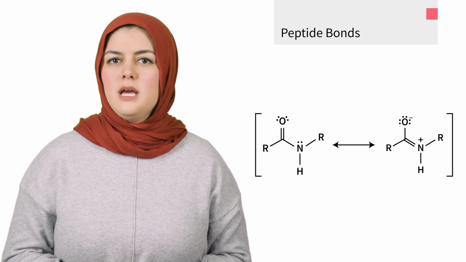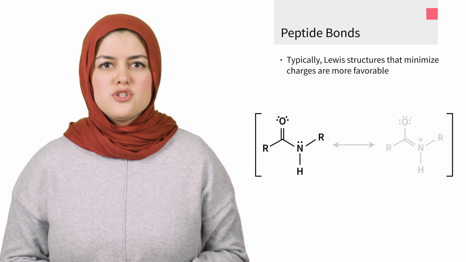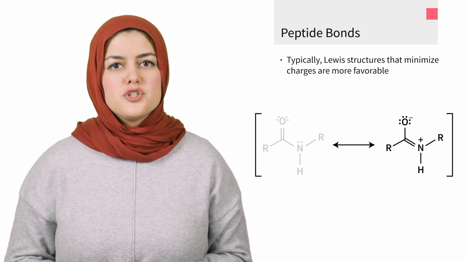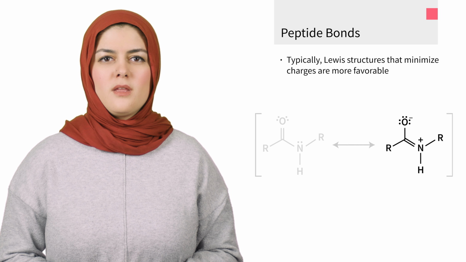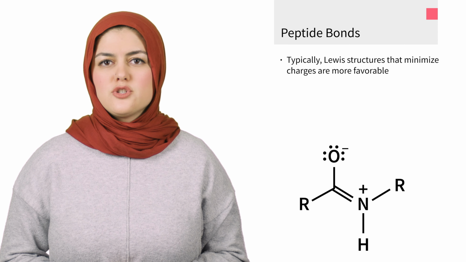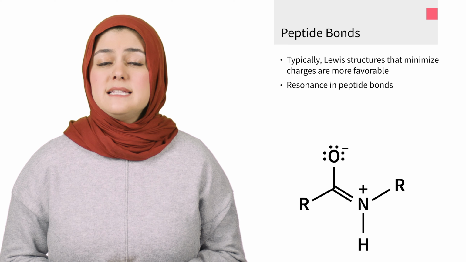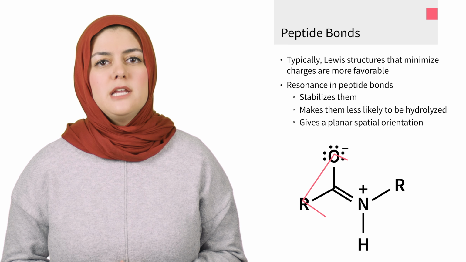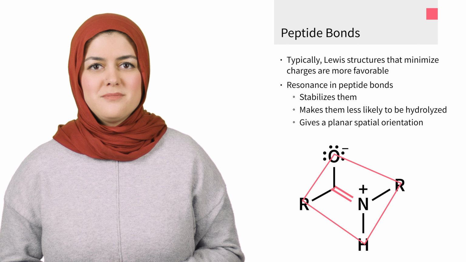All things being equal, Lewis structures that minimize formal charges are more favorable. So the neutral amide structure better reflects the underlying structure of the peptide than the alternative structure with a C to N double bond and charges on the oxygen and nitrogen. However, the electron delocalization pattern represented by that latter Lewis structure does make some important contributions to how peptide bonds behave. It stabilizes them and makes them less likely to be hydrolyzed, and it gives them a planar spatial orientation, almost as though there was a C-N double bond.